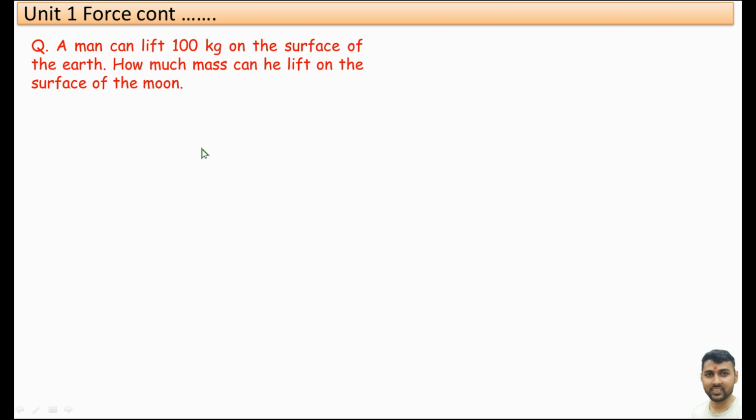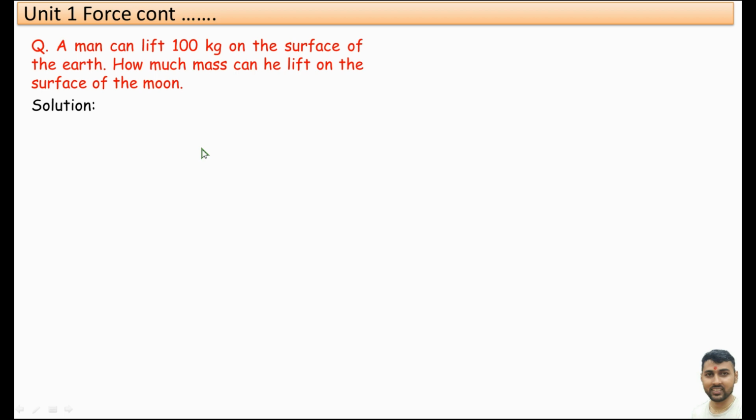As you know, acceleration due to gravity on the moon is 6 times less than the acceleration due to gravity on the earth. That's why a man can lift 6 times more mass on the surface of the moon. It means about 600 kg on the surface of the moon. But we have to show it by calculation.